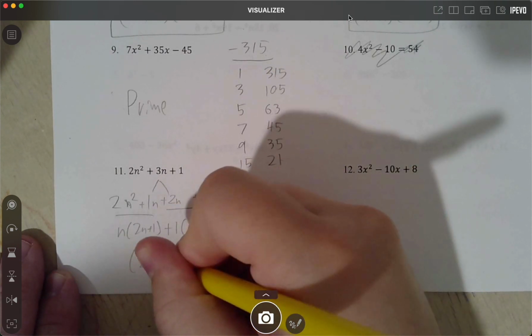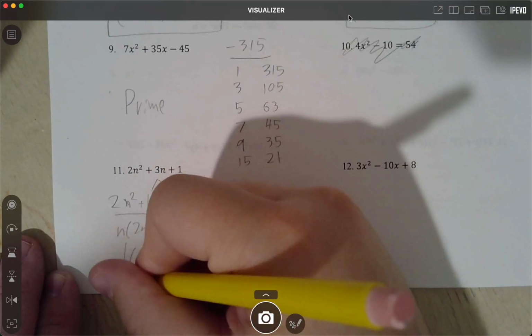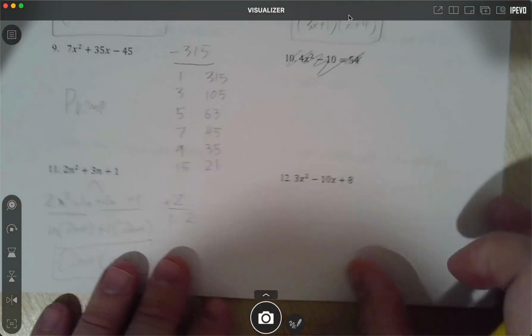Now the 2n plus 1 is shared, and the n and the plus 1 that already matched, but I needed to take something out, is my leftover. Alright. We're doing good so far. Let's keep on going and see how it goes.